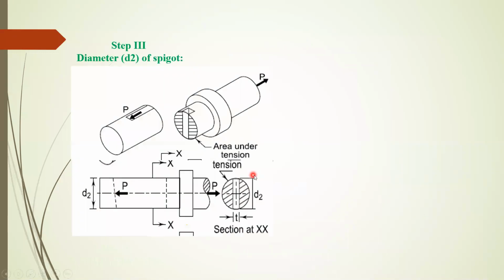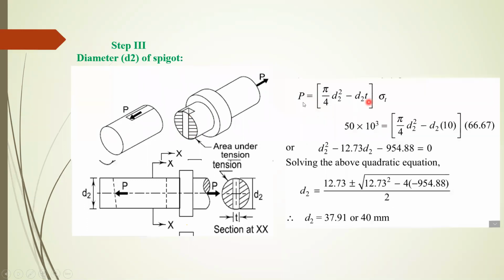In the next step, step number 3, we have to calculate the diameter d2, that is the diameter of the spigot. Here we can see in this diagram the diameter of the spigot that we have to calculate. If the failure occurs at the minimum cross-sectional area shown by the hatching line, at this area, the type of failure is tensile failure.